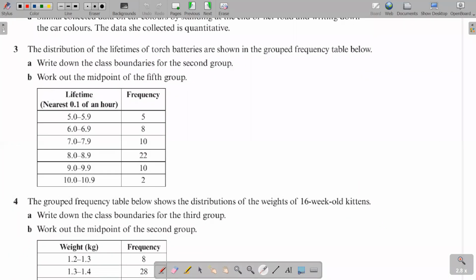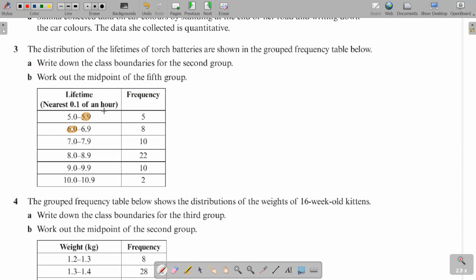The distribution of the lifetimes of torch batteries are shown in the group frequency table below. Write down the class boundaries for the second group. Okay, so looking at this, do we have the corrected class boundaries or do we need to fix these class boundaries? Look at this. You can see you have here 5.9 and this starts from 6.0. So we need to fix this. How do we fix it? We take the mid value between 5.9 and 6.0. Can I know what's the mid value?